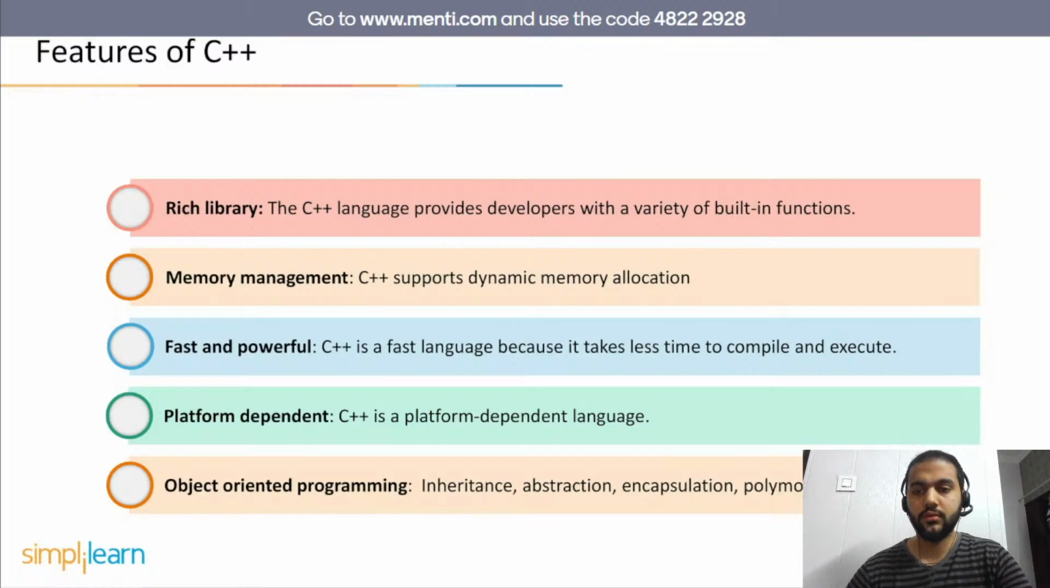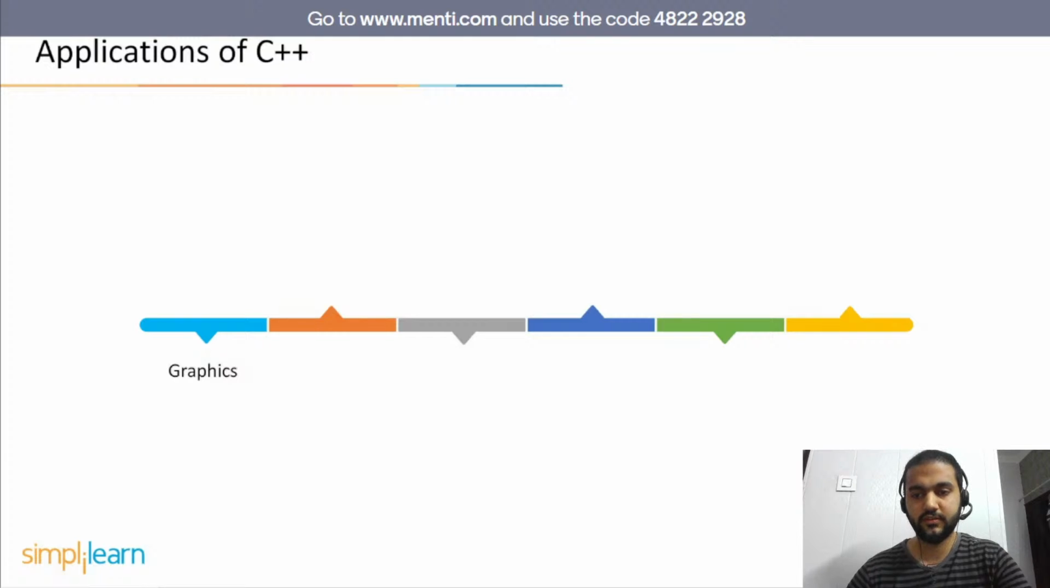Now moving on to applications of C++. First is graphics. C++ is a high-performance and fast programming language that is ideal for 3D animation, image processing, and modeling as well. C++ is used for operating systems as well. All operating systems, including Microsoft Windows, Macintosh, and Linux, are written in C++, because it is a strictly typed and fast programming language. That is why it is preferred.